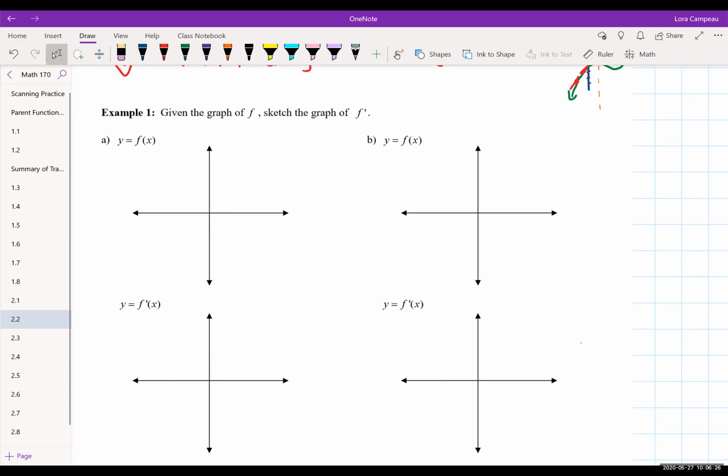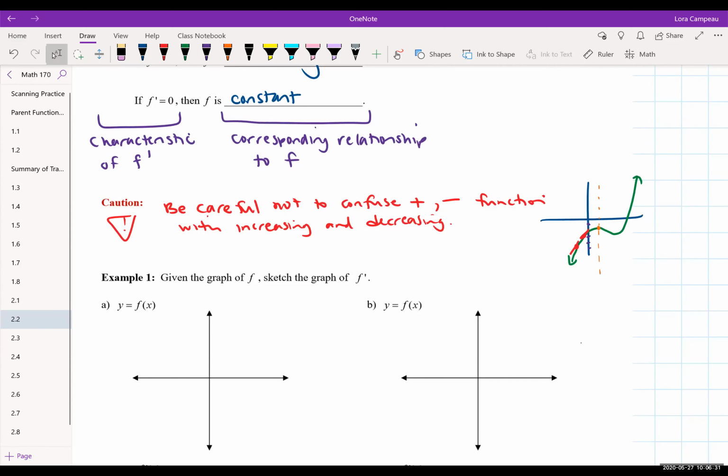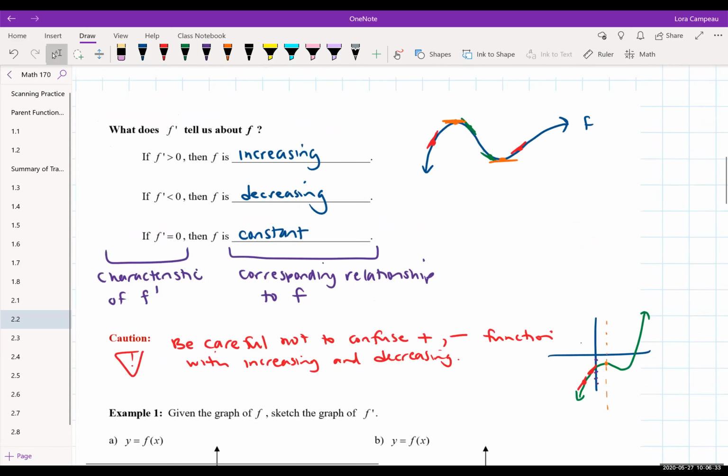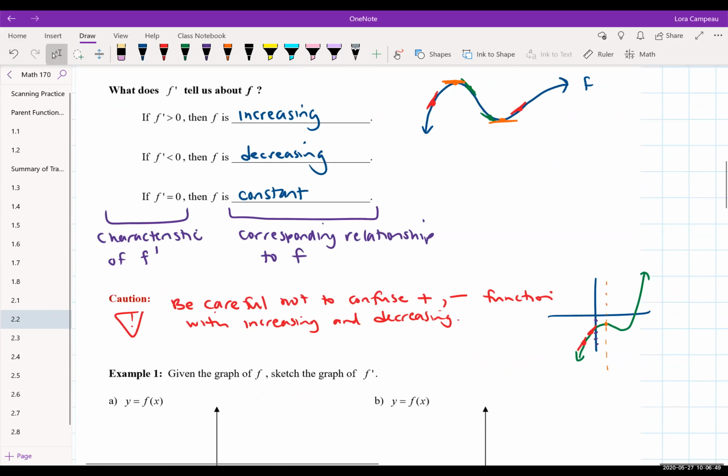And we're going to use the idea of calculating, when do you see a zero slope? When do you see a positive slope? When do you see a negative slope? It could give us a better idea of what we're looking for.